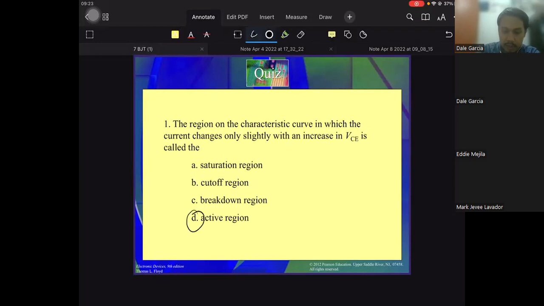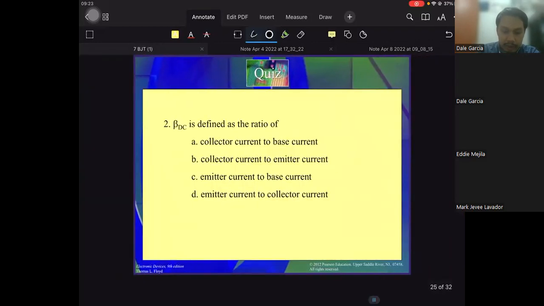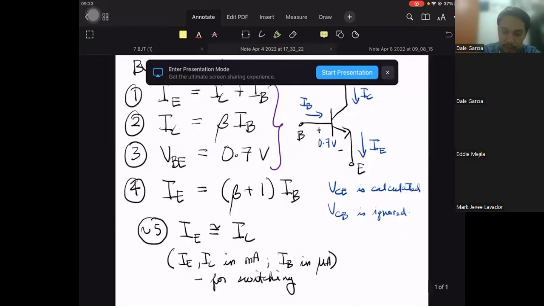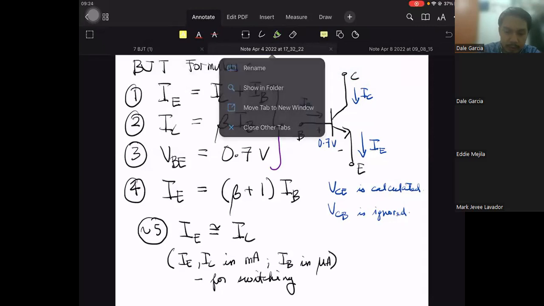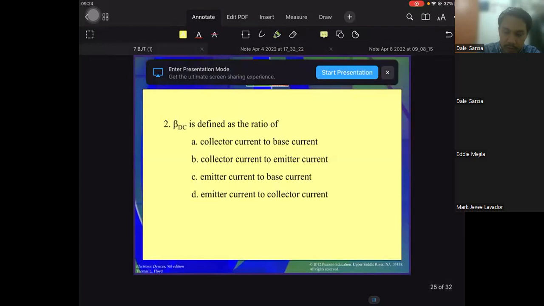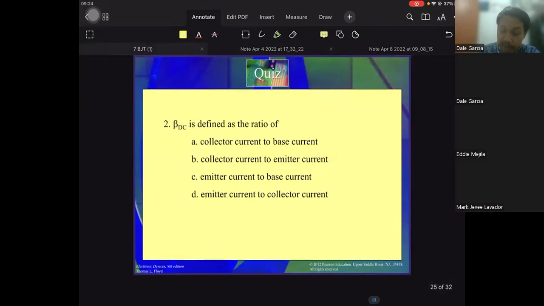So that is D. Next, beta DC is defined as the ratio of... beta. It's in our formulas. Formula number 2, IC equals beta IB, or if you rearrange it, beta is equal to IC over IB. So IC over IB, collector current over base current, letter A. Answer is letter A.